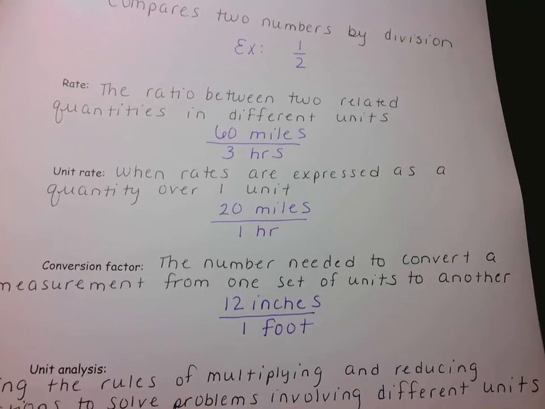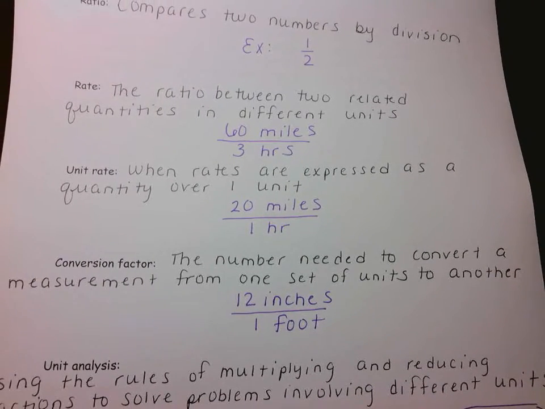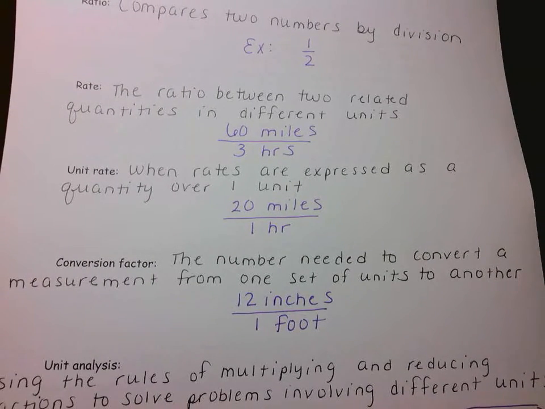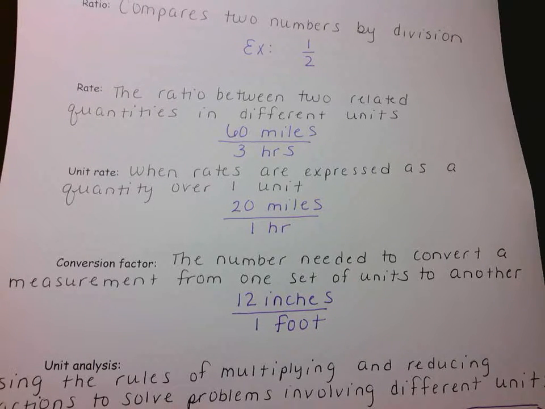A conversion factor is the number needed to convert a measurement from one set of units to another. 12 inches per 1 foot is the conversion factor. And a conversion factor is always equal to 1 because remember, anything over itself is 1, and 12 inches is the exact same thing as 1 foot.